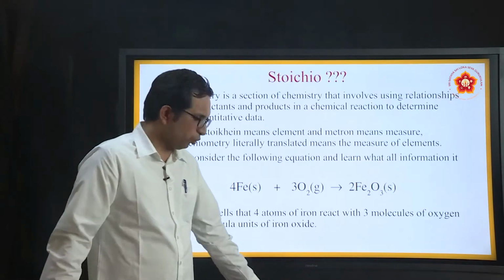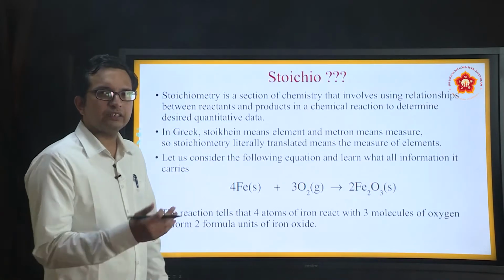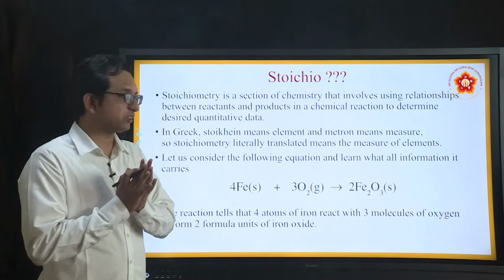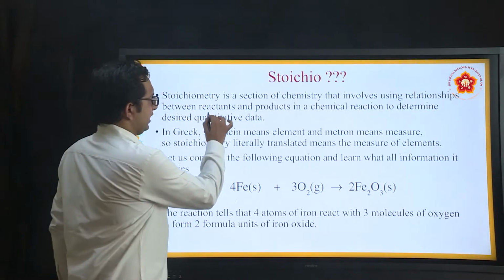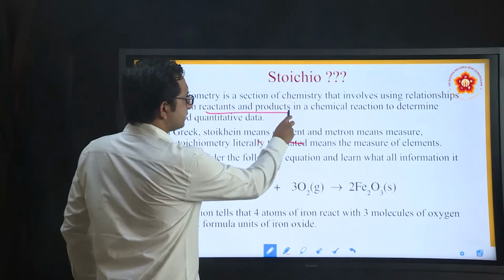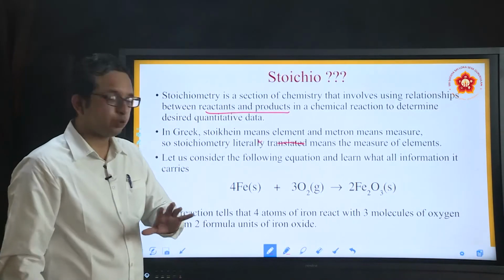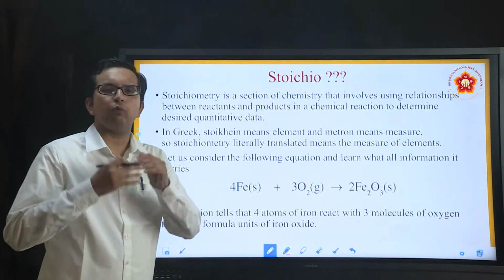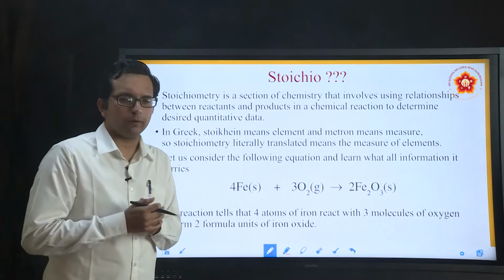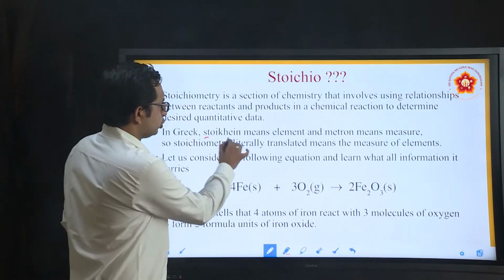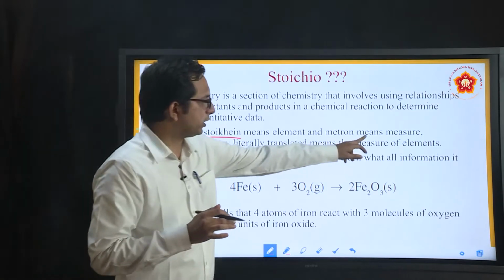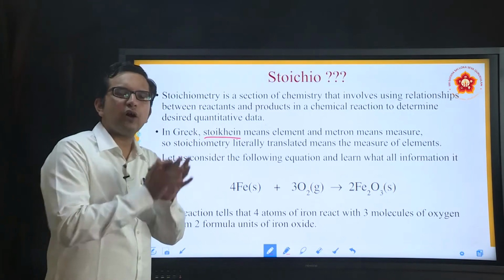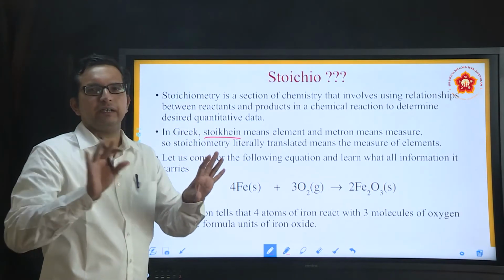So, what is this stoichiometry? Definitely not the English word which is present as such. This is a section which deals with the study of the relationship between reactants and products in a chemical reaction, to understand how much reactant is required and what proportion of products is formed. Stoichi basically means element, and metry, from metron, means measurement. So, this is nothing but the measurement of elements in a particular reaction setup.